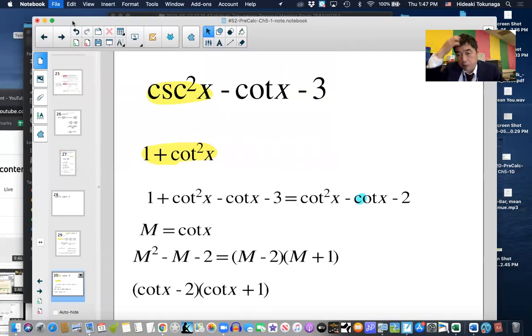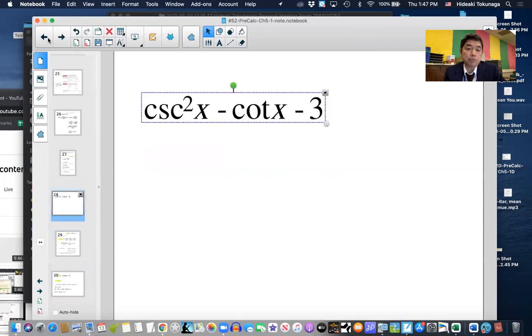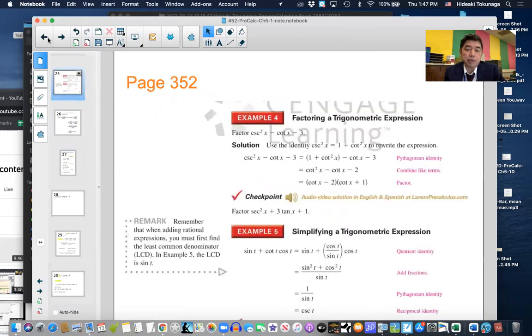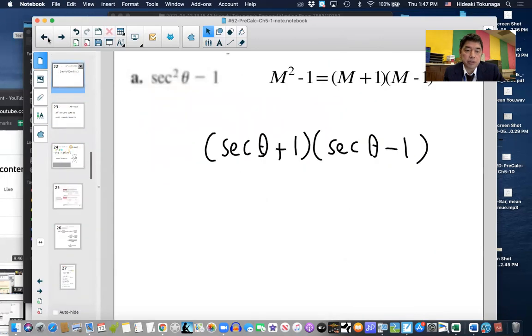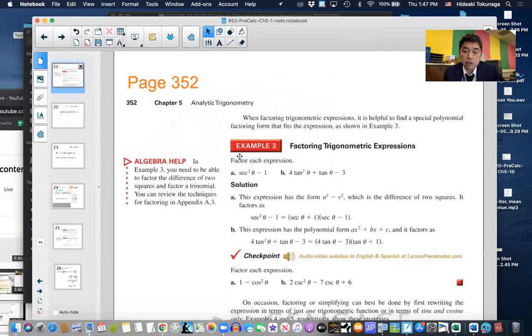Let me go kind of backwards, but let's do example 3 too. I hope you understand example 4. Example 3 was this. Let's do example 3 too. Example 3 was secant square minus 1.